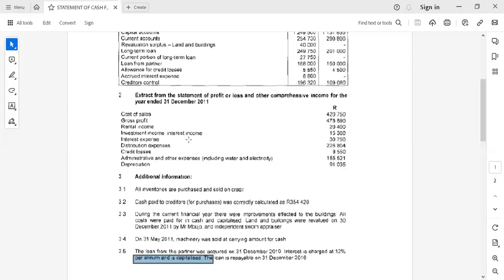That means the loan did not change, it remained the same. When interest is capitalized, it is not paid, it is just added to the loan, so there's no cash flow movement. So that's it on the financing activity. On the financing activities, you'll be dealing with your capital and long-term loans, right?